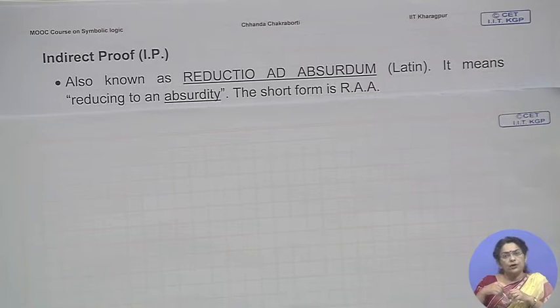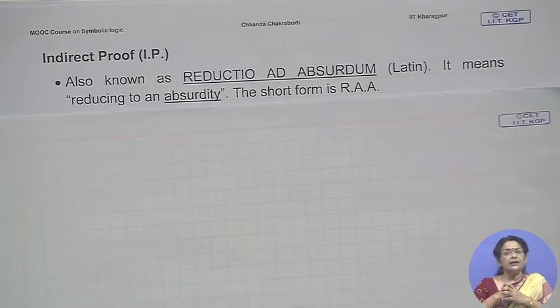And the short form for this kind of proof is called RAA, and that is precisely what IP is. It is a reduction to an absurdity. You may have said in geometry classes, let us assume that the theorem is not the case, that it does not follow from the axiom.